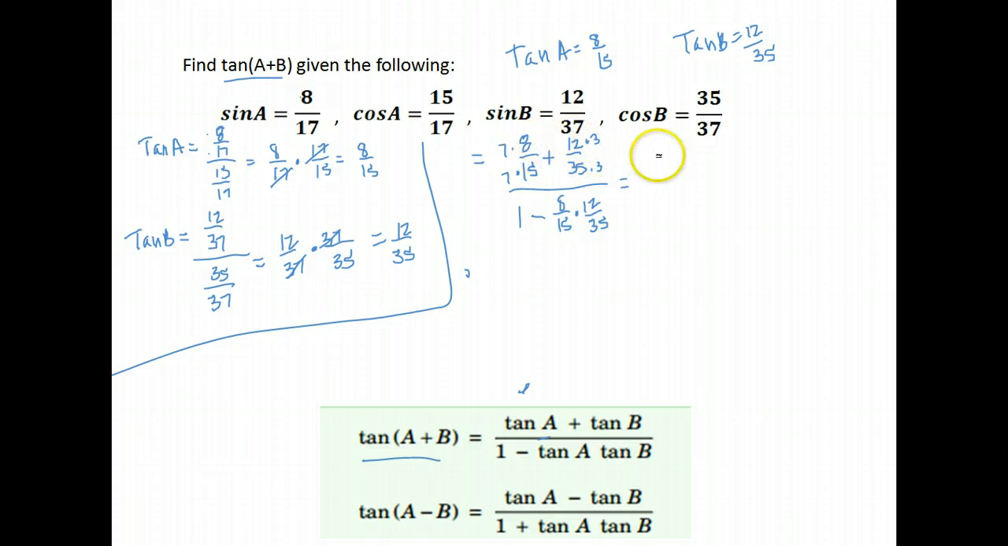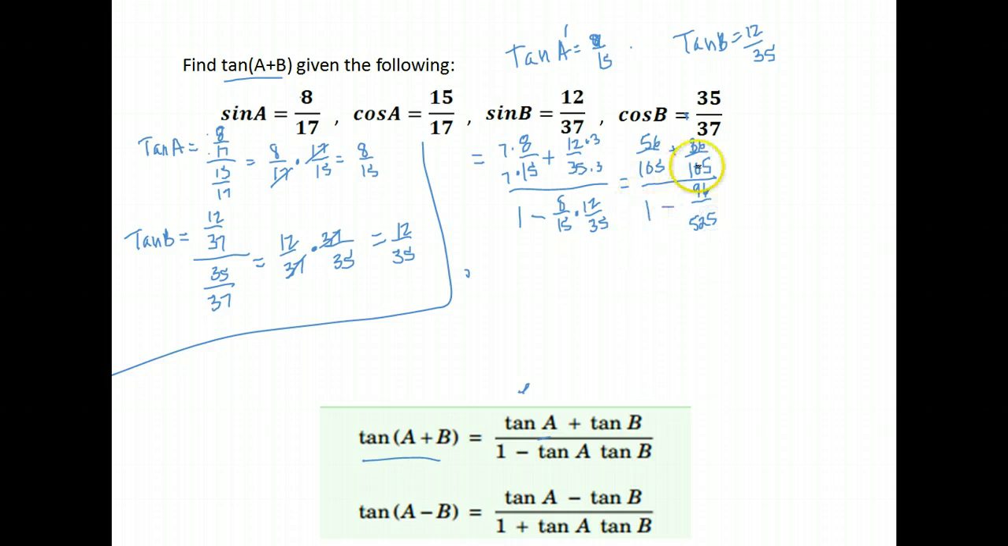And notice what happens in this one. 7 times 8 gives me 56 over 105. And here 12 times 3 gives me 36, and then I have 105. In the denominator here, what happens? Well, if we multiply those, in the numerator, 8 times 12 is 96, and in the denominator, 15 times 35 is 525.